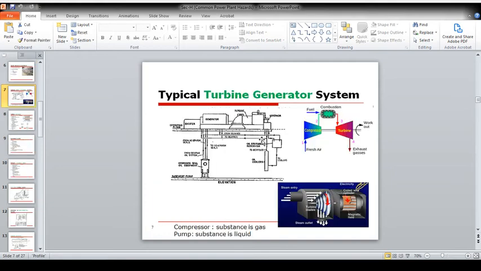Let's see a picture of a typical turbine generator system, how it looks like. You have a gas turbine and a steam turbine. On a gas turbine, fresh air goes through the compressor, the air gets compressed, then it goes to the combustor, and then you add the fuel with it and give a spark. It will have a big combustion, and then you pass it to the turbine.